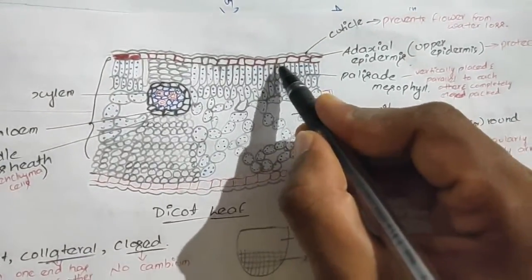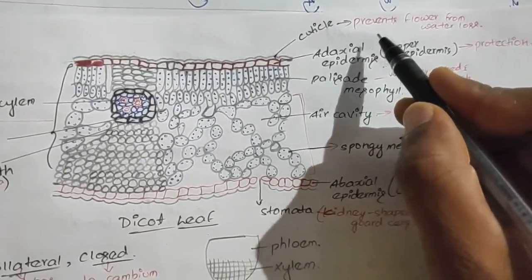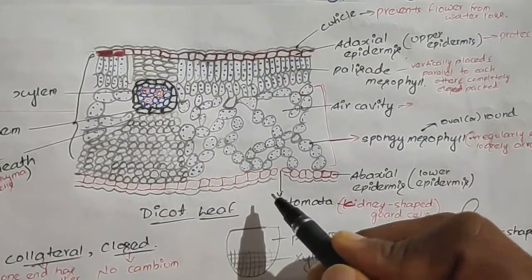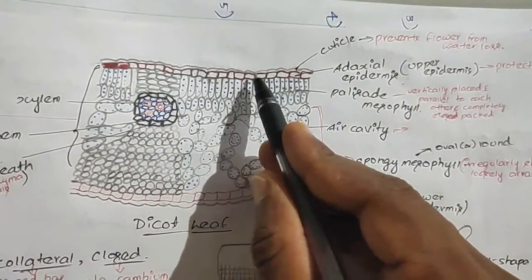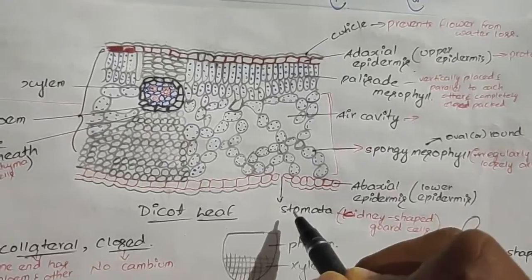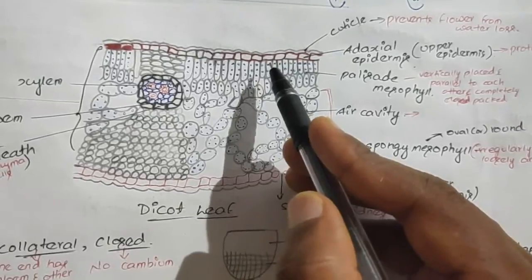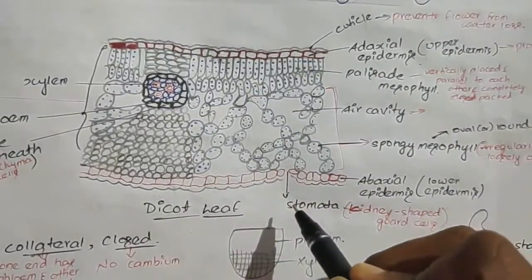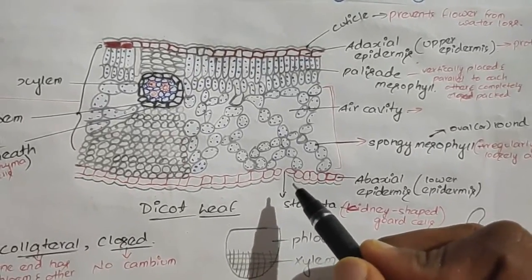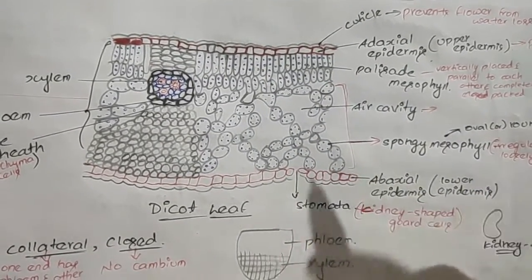Outside this epidermis is present a thick cuticle. This cuticle helps in preventing the leaf from water loss. This cuticle is present on both the upper and lower epidermis. The upper epidermis is thicker than the lower epidermis, and the lower epidermis has more stomata than the upper epidermis. In many cases, the upper epidermis of dicot plants won't have stomata, but the lower epidermis has stomata. This dicot leaf is also described as a dorsiventral leaf because the upper and lower epidermis are of different types.